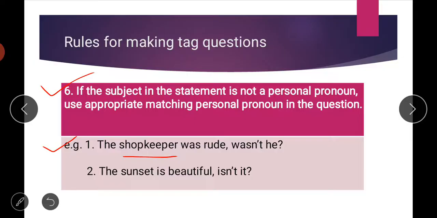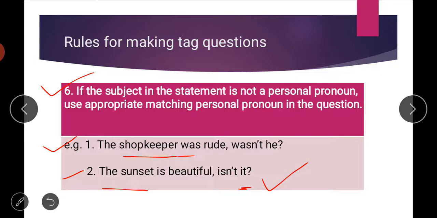So simply he we have used for shopkeeper, and wasn't, because was is given and the statement was positive, so we have to make a negative tag. Then second is the sunset is beautiful, isn't it. So sunset is not a person, we are not talking about any person, so we can use the word it. So isn't it, because it was a positive statement, the sunset is beautiful. See, this is the way you can form tags for different kinds of statements.